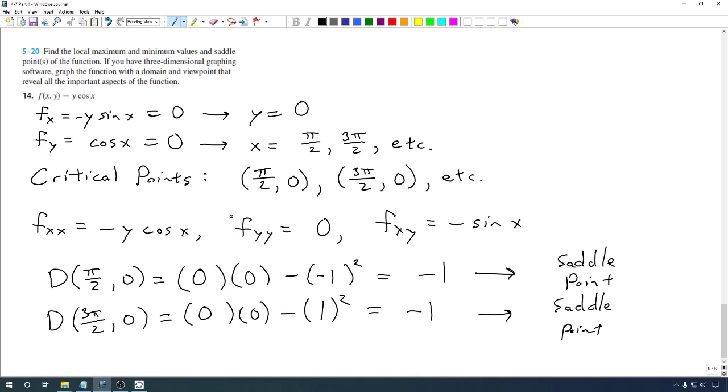And as I said before, if we continue looking at other critical points, we're just going to get a repetition of these same values. In fact, we have infinitely many critical points, but no maximums or minimums anywhere on the surface. We just have a ton of saddle points.